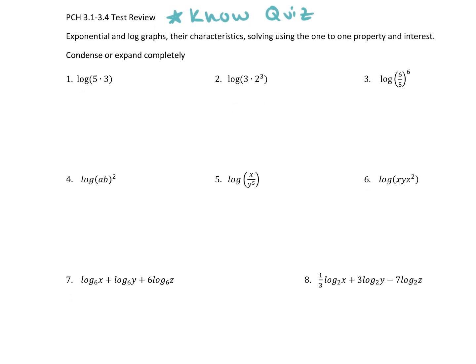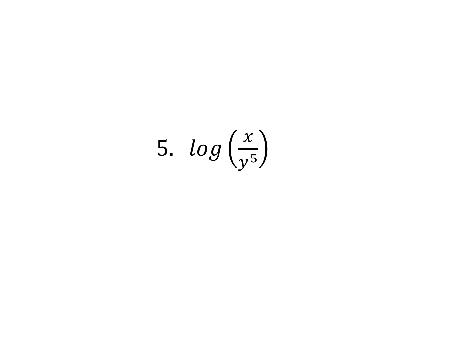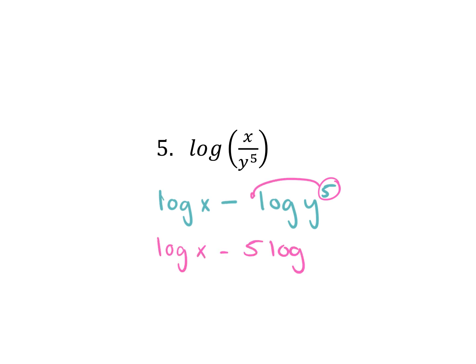Let's take a look at, we'll do a couple expanding and condensing ones. So let's do number 5. So when we expand, what goes with division? Subtraction. So this would be log of x minus log of y to the 5th power. And then any exponent we have, what do we do with it? Move it into the front. So log of x minus 5 log y.